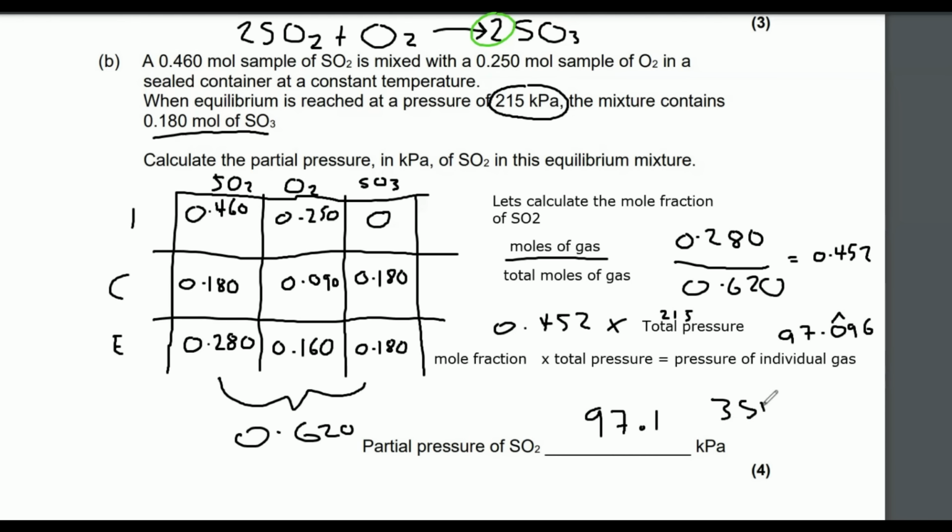And there we go. Lovely bubbly. 3 sig figs is standard in chemistry. If you've not been told in the question to do it to a certain number of decimal places or significant figures, just use the standard 3 sig figs and you can't go wrong.